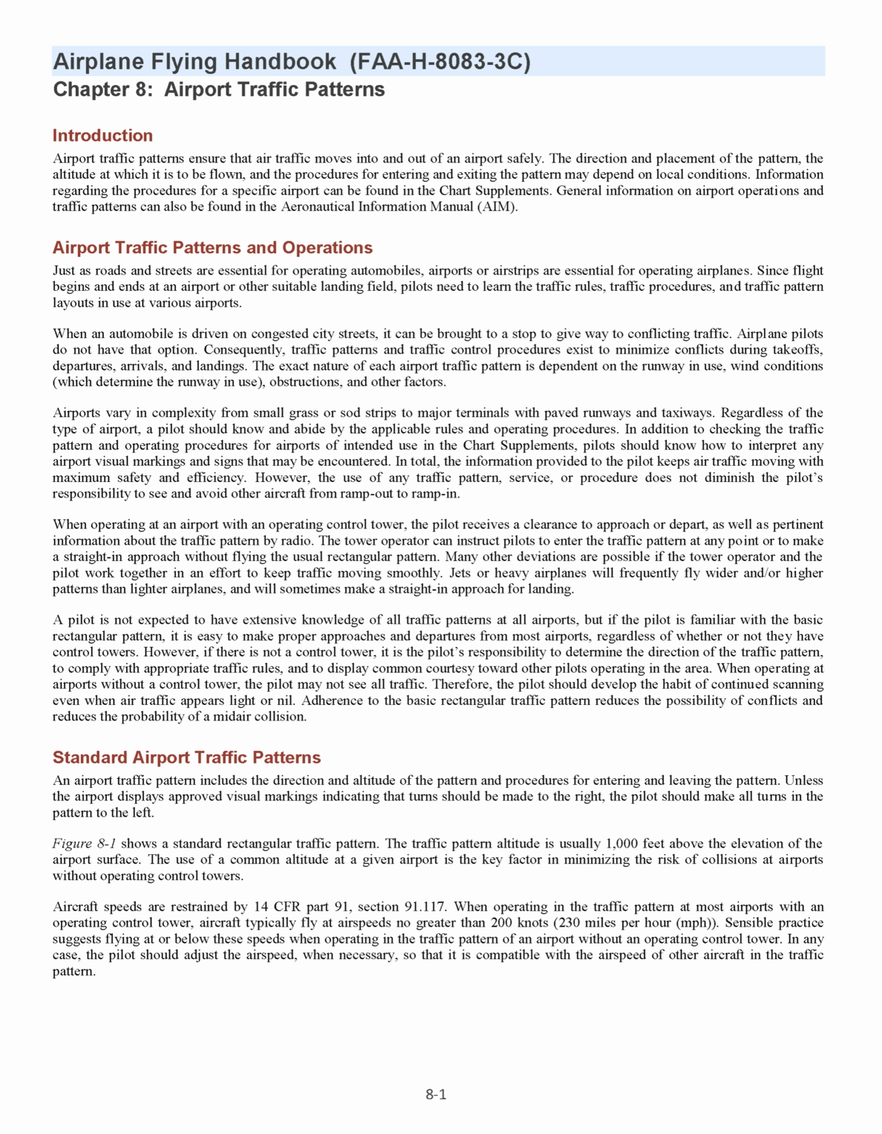When operating at an airport with an operating control tower, the pilot receives a clearance to approach or depart, as well as pertinent information about the traffic pattern by radio. The tower operator can instruct pilots to enter the traffic pattern at any point or to make a straight-in approach without flying the usual rectangular pattern. Many other deviations are possible if the tower operator and the pilot work together in an effort to keep traffic moving smoothly. Jets or heavy airplanes will frequently fly wider and/or higher patterns than lighter airplanes, and will sometimes make a straight-in approach for landing.